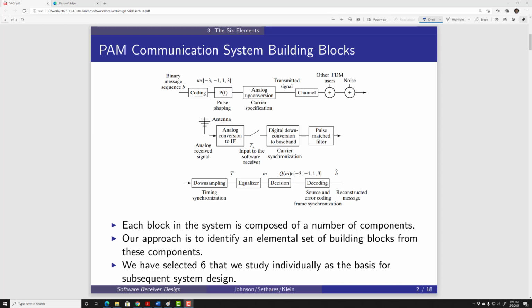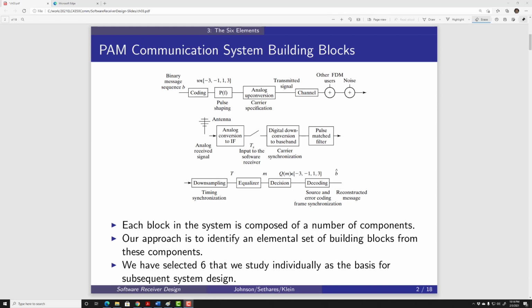Going through an equalizer to retrieve the signal of the interested band, then make a decision. It can be the hard detection of each of those sample points of -3, -1, 1, 3, decoding into a bit stream and reconstructing the information message. We will select 6 elements for individual discussion as the basis for system design.